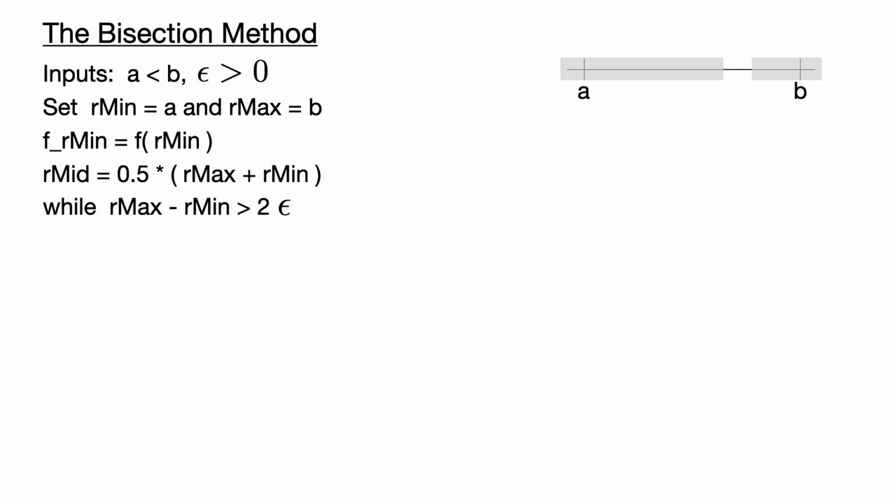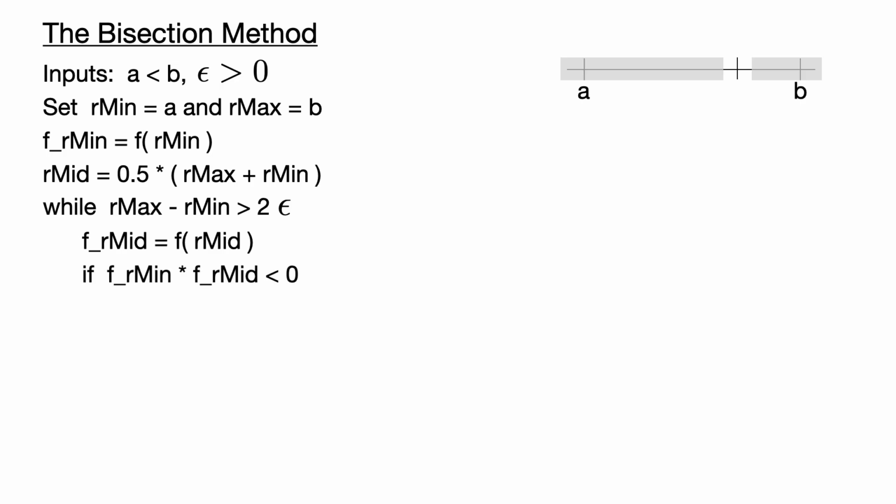Suppose this is our interval of interest, and the gray regions represent portions of the interval that we've already eliminated with the bisection method. Suppose further that the remaining portion, where the root might lie, is less than or equal to 2 epsilon in length. We're going to return the middle point. And so therefore we know we cannot be off by more than epsilon. We evaluate the function at the new middle point.